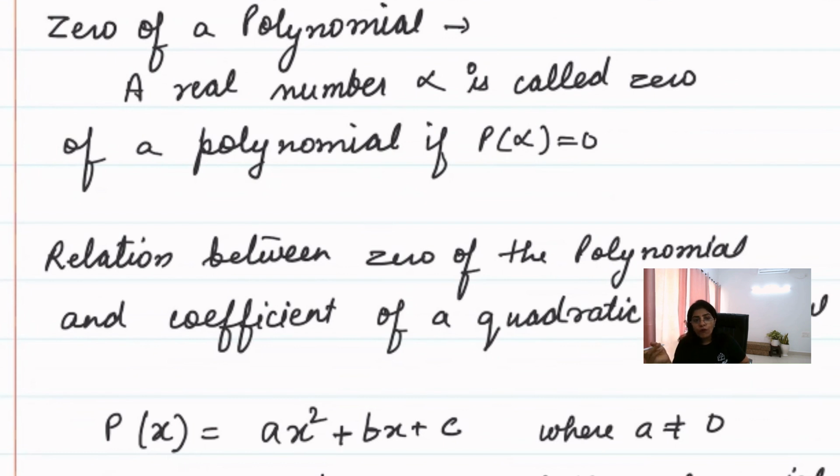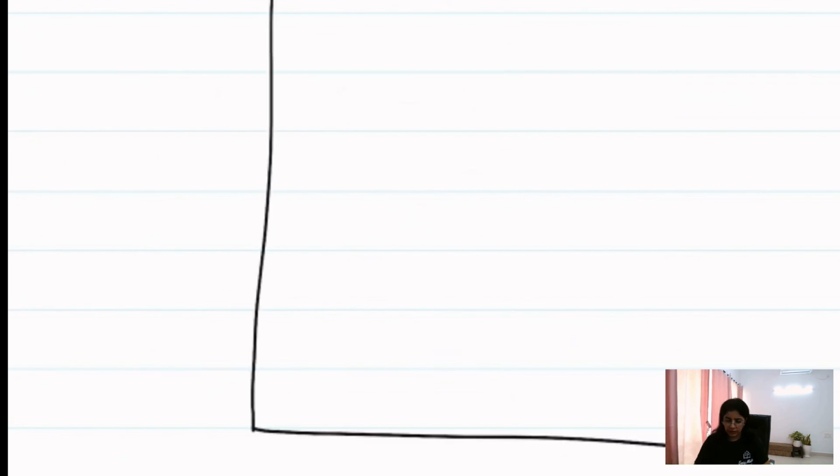But what is a zero of a polynomial? The zero of a polynomial means that value of x where the polynomial is 0. But before I give you a theoretical definition of the zero of a polynomial, let's understand the concept. The zero of a polynomial is that value of x where the polynomial cuts the x-axis.